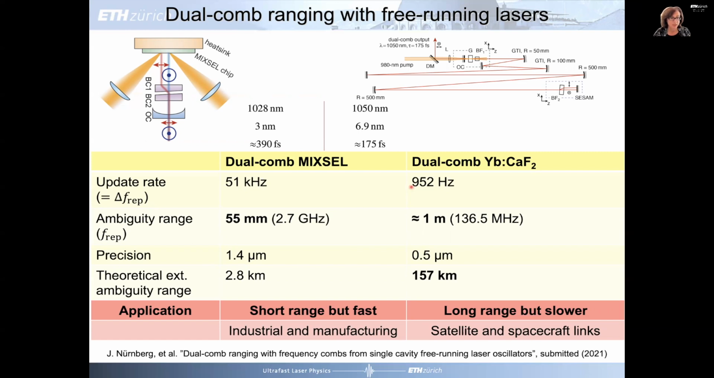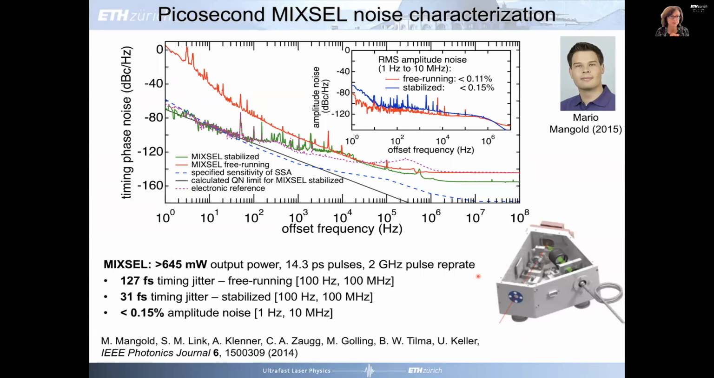We had a repetition rate difference of 51 kilohertz here and 952 hertz there. We had an ambiguity range, which is given by the pulse repetition rate. So at gigahertz we have 55 millimeters, and at megahertz we had a meter. But you can theoretically extend the ambiguity range into the kilometer or hundreds of kilometer regime. You can see we got sub-micrometer precision in the LiDAR application with this first demonstration. And be aware, these are free running lasers, so they have not been stabilized, just because you do it with this polarization duplexing.